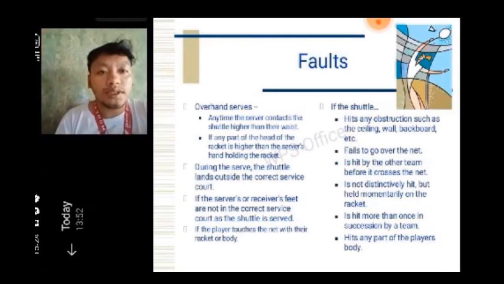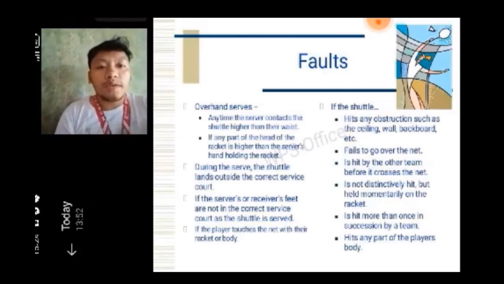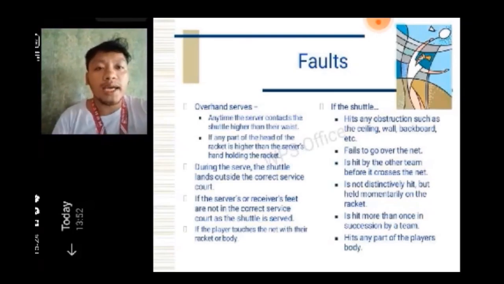Next is during the serve, the shuttle land outside the correct service court. Ang shuttlecock, if mulapas siya sa line, fault na siya. Dapat isulod nimo siya dito sa tama nga line.